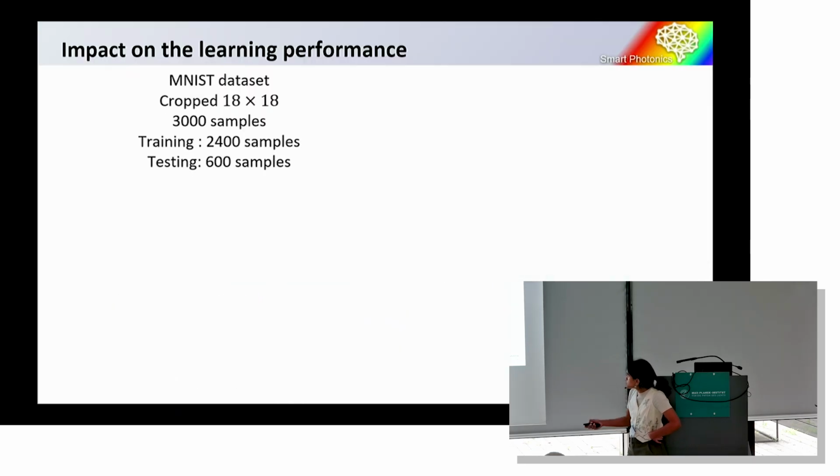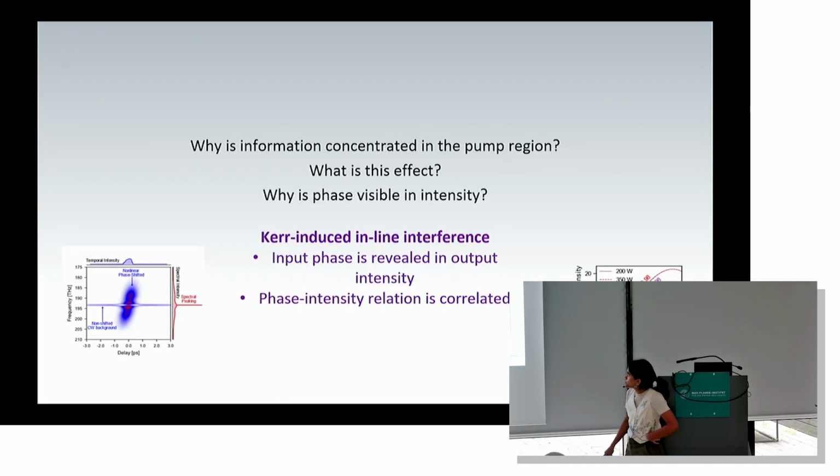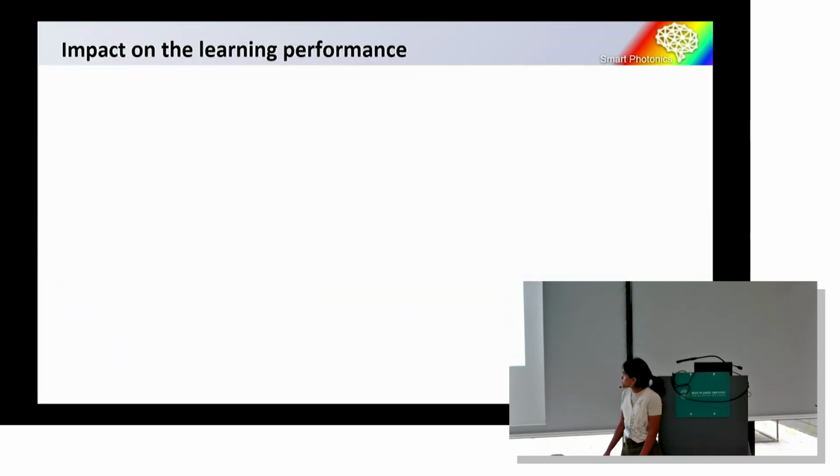Now, to answer the questions: why is information concentrated in the pump region? And what is this effect? And why is phase visible in intensity? The answer is Kerr-induced inline interference. Because of this, we see that input phase is revealed at the same wavelength in the output intensity, and the relation is correlated linearly.